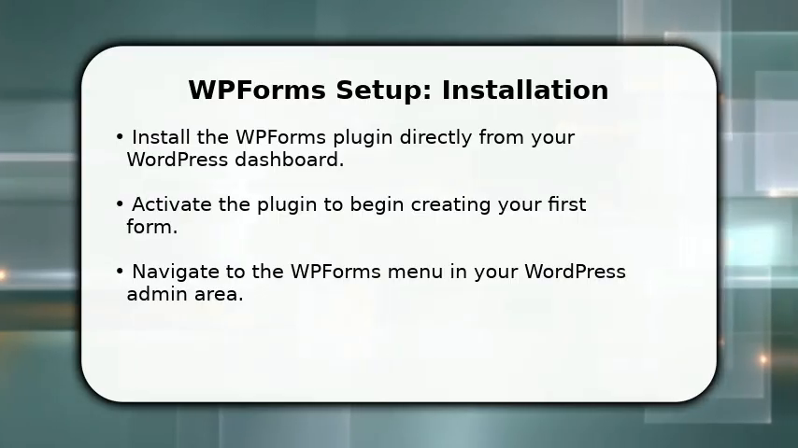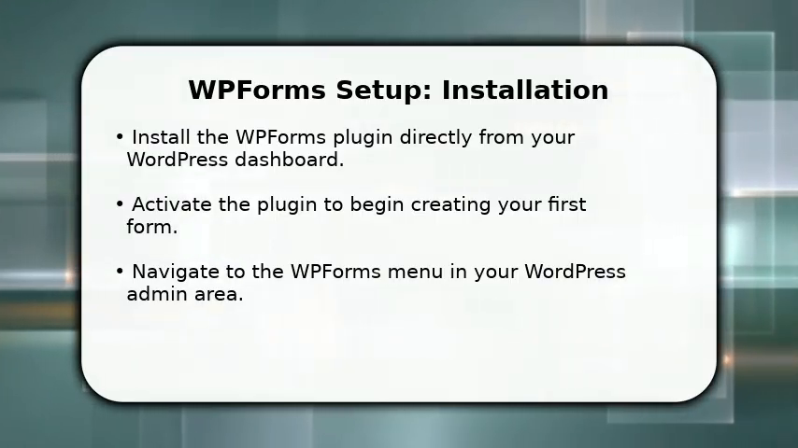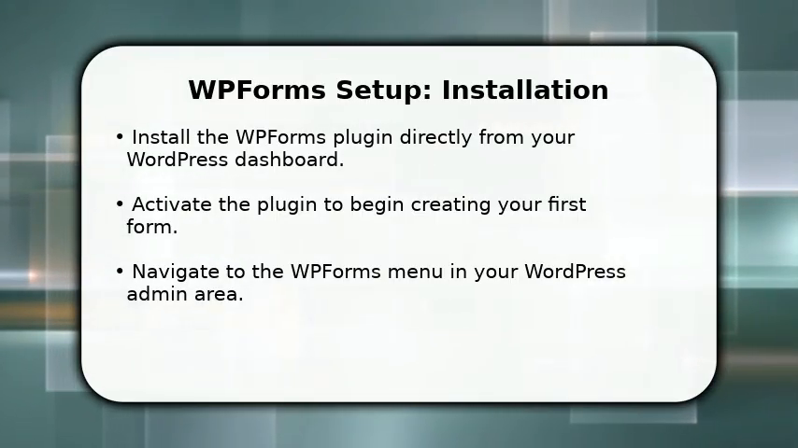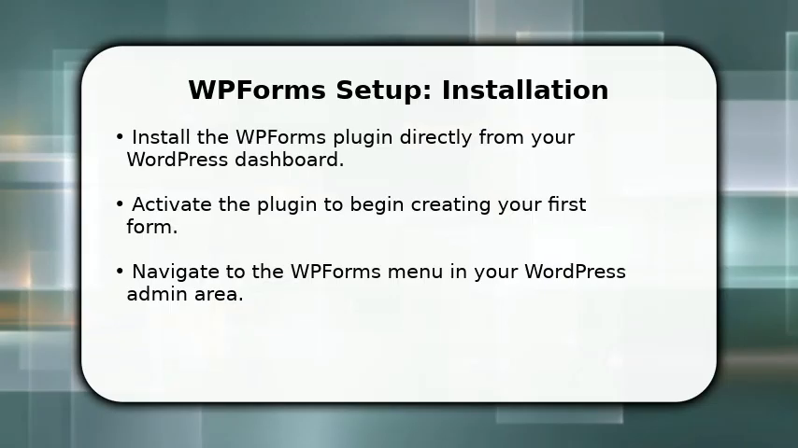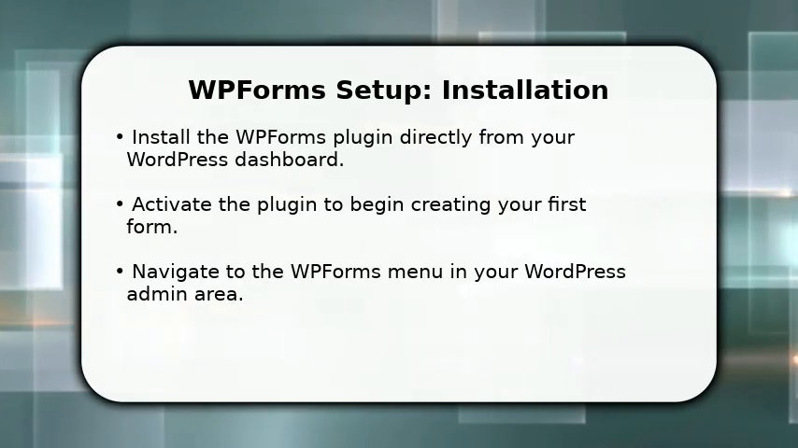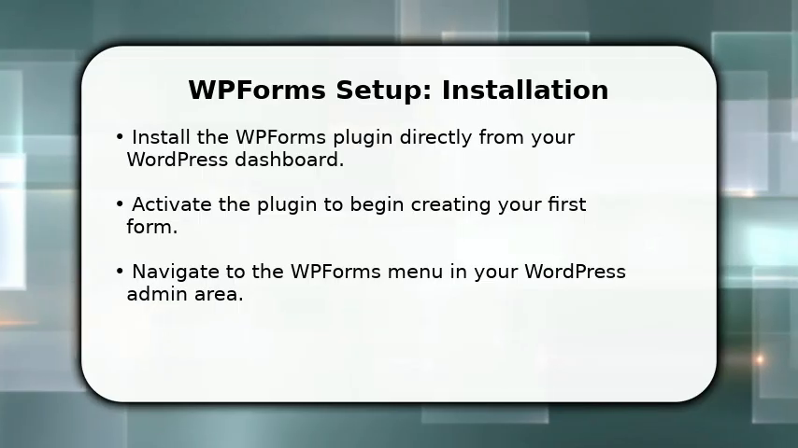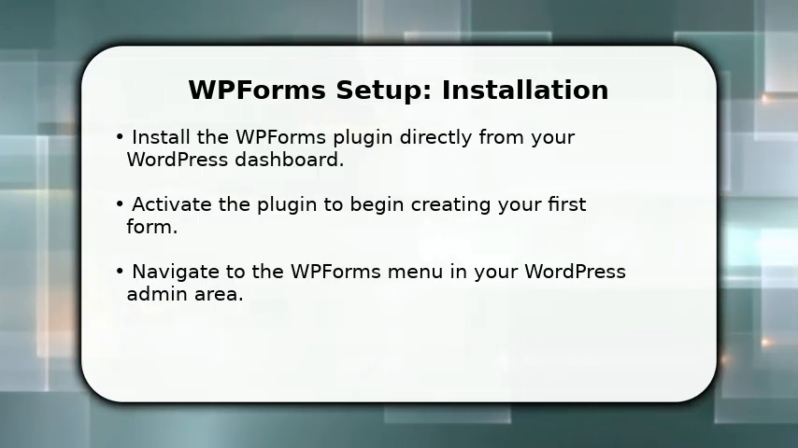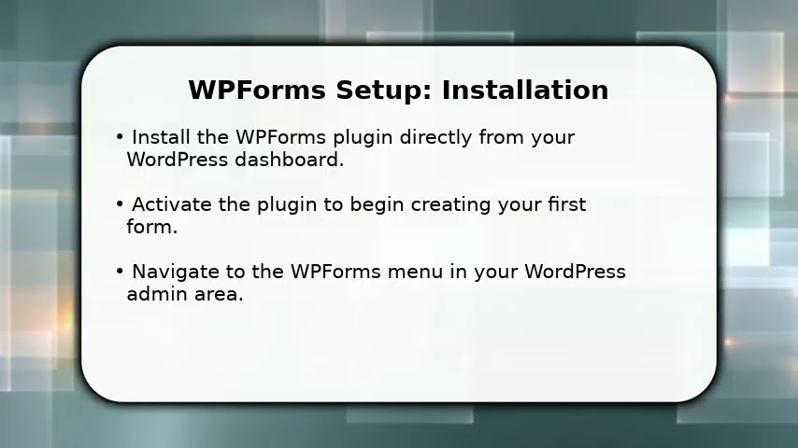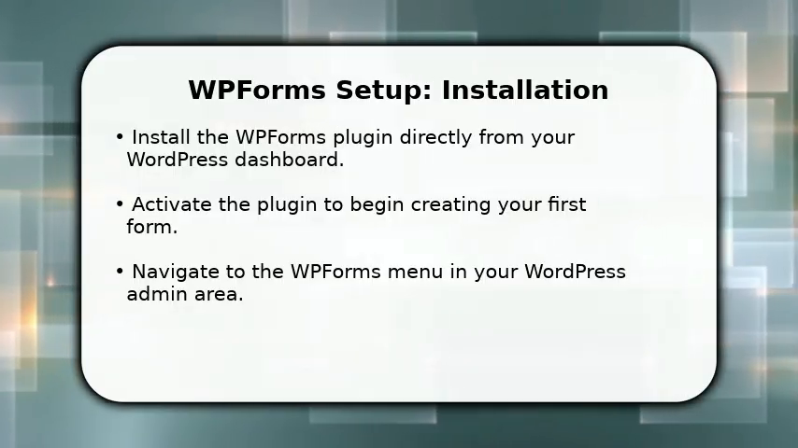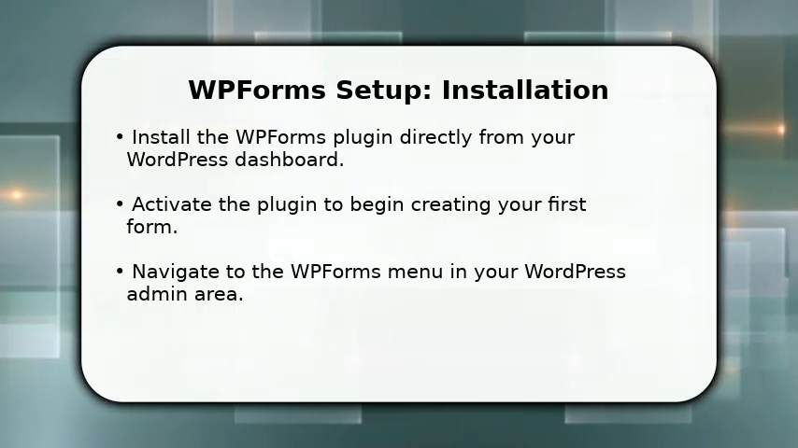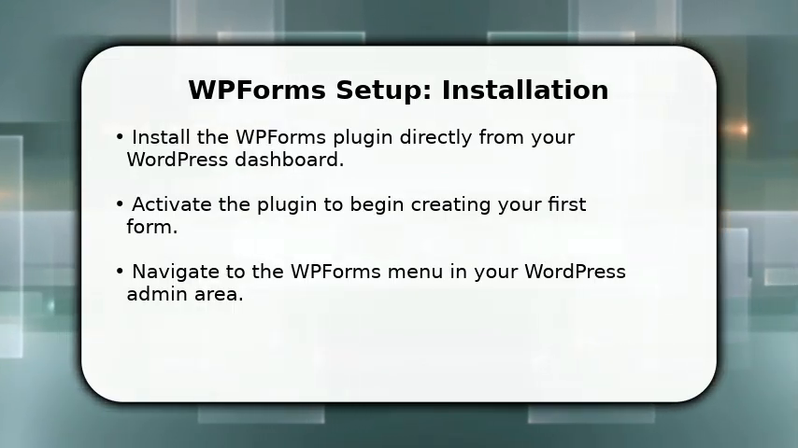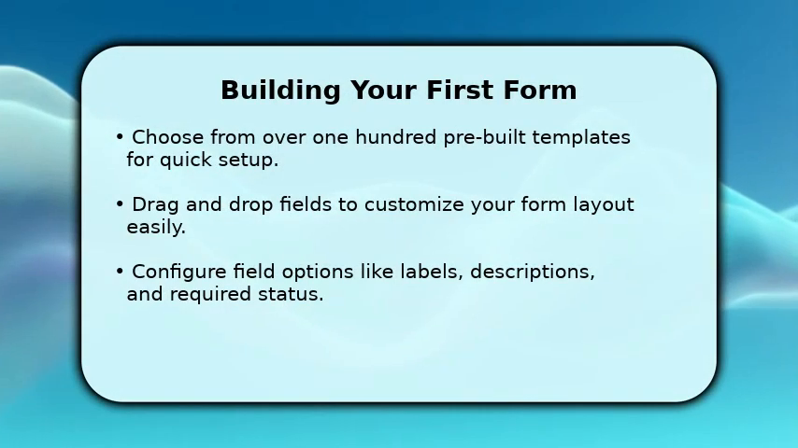In this video, I will show you how to set up WPForms in WordPress. First, you'll want to install the WPForms plugin directly from your WordPress dashboard. Simply search for WPForms and click Install Now. Once installed, make sure to activate the plugin. This crucial step enables all the powerful features. After activation, you'll find the new WPForms menu conveniently located in your WordPress admin area, ready for you to begin building your first form.